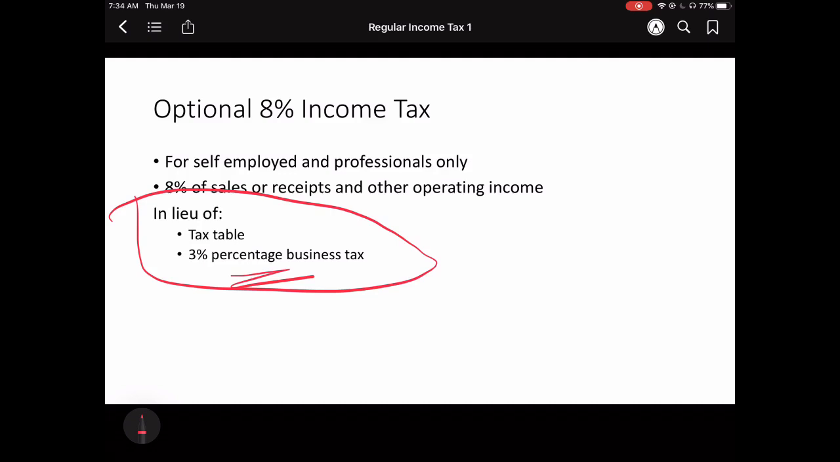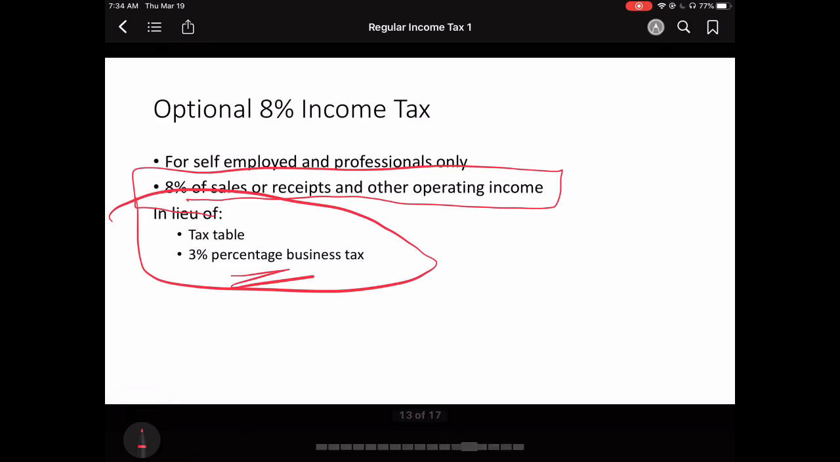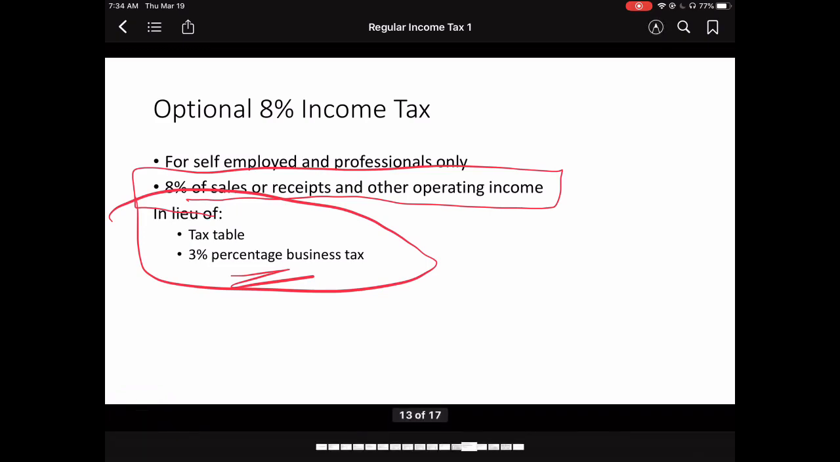What is the basis of the 8%? The 8% of sales or receipts. So, if you use the 8%, you no longer use the table. If you use the table, you no longer use the 8%. So, it is an option for the individual who has a business.